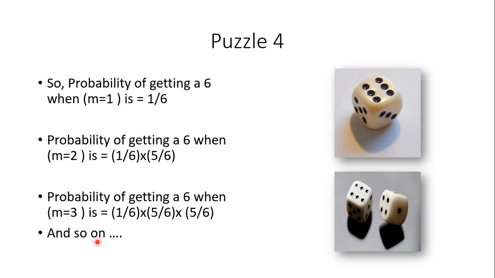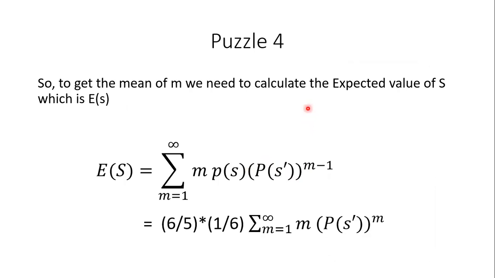We can roll the dice infinitely many times, and to find the average value of this m, we need to consider all the values ranging from 1 to infinity. We have to consider all these conditions, from m equal to 1 to m equal to infinity, and then calculate the expected value. The expected value of S is denoted by E(S).